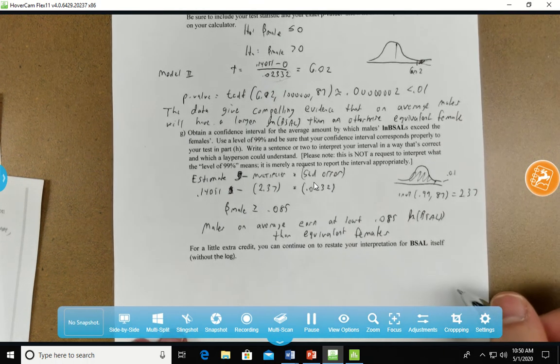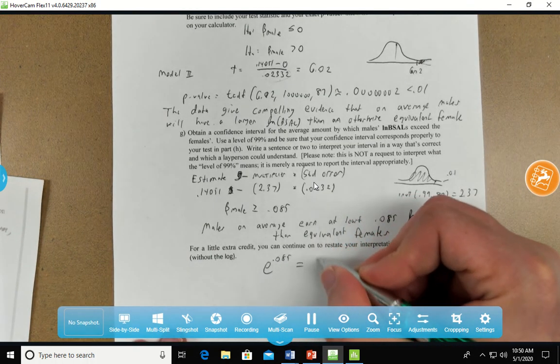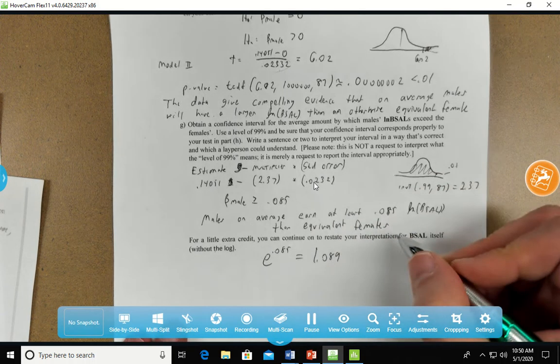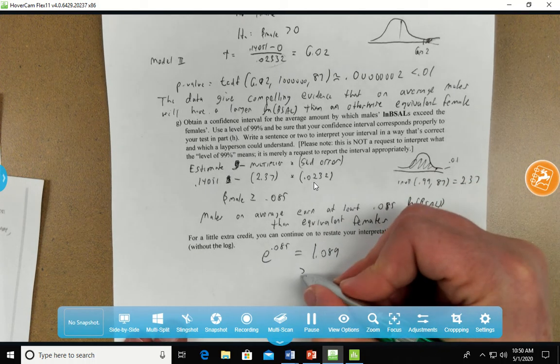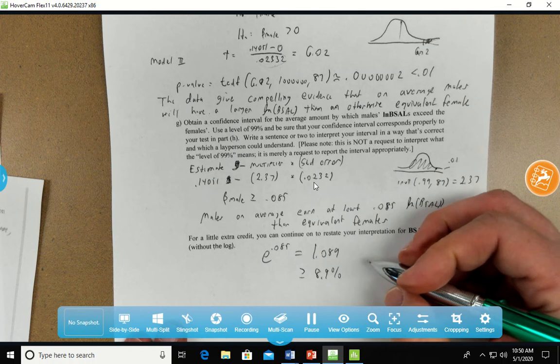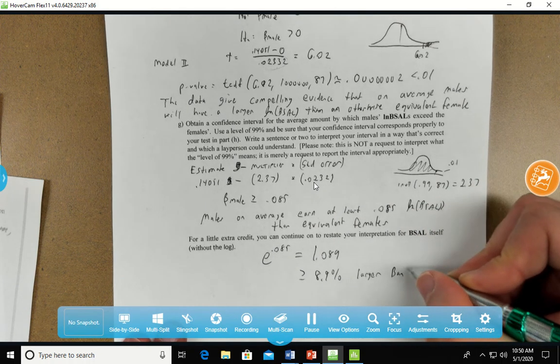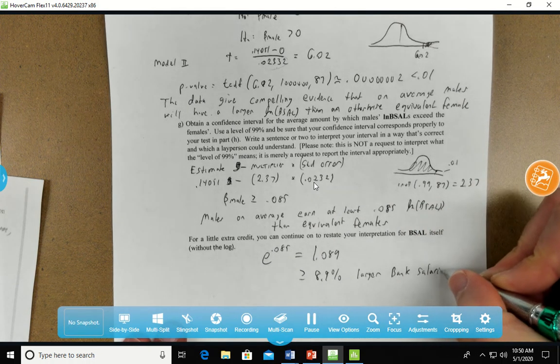And so for a little extra credit, again, you could do the 0.085. You would calculate that as 1.089, so it's greater than about 8.9% for males, at least at Harris Bank. The one with the lion on top.